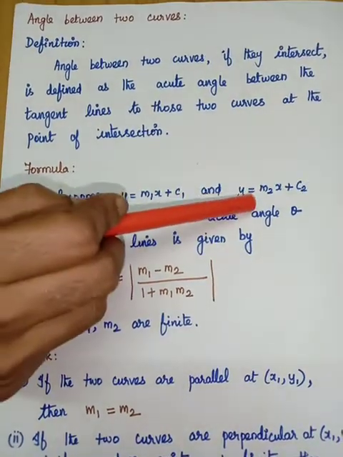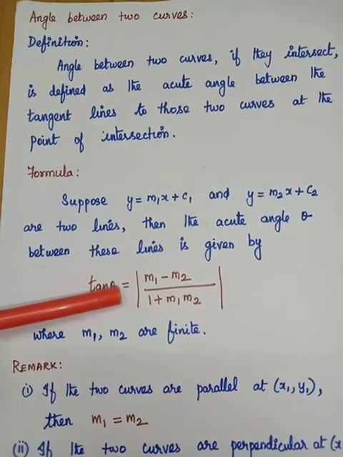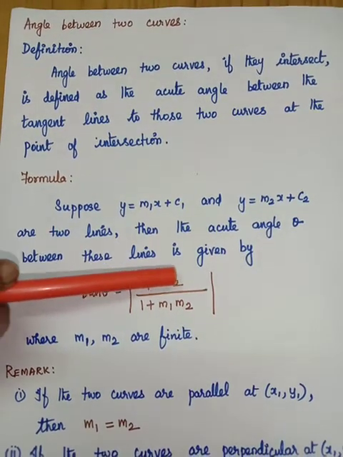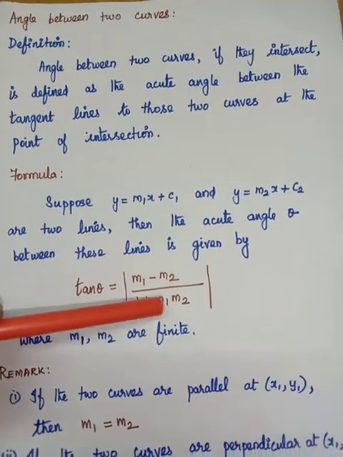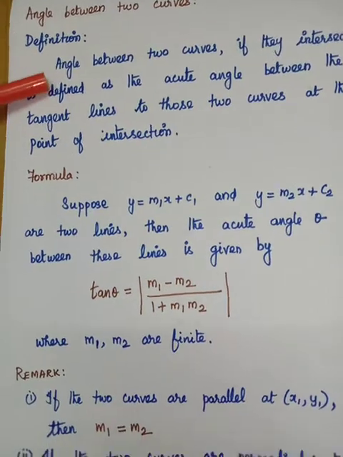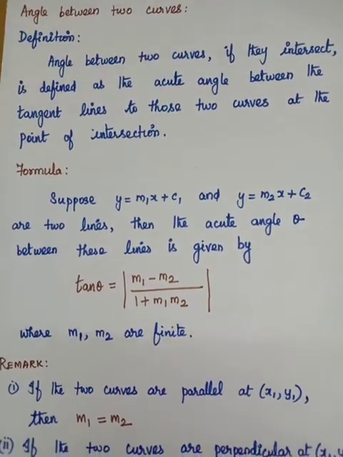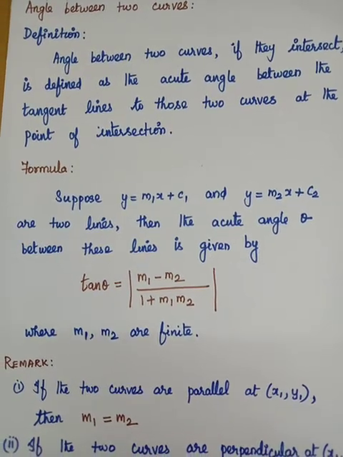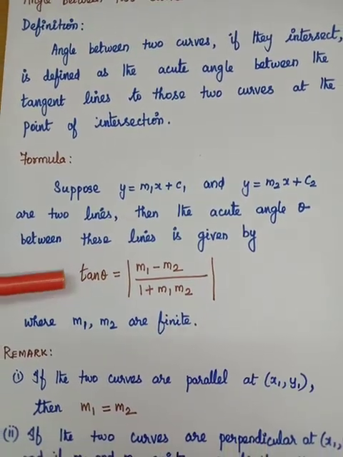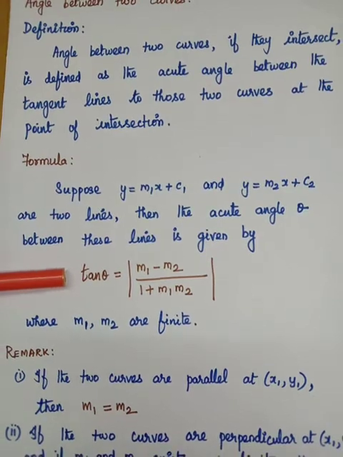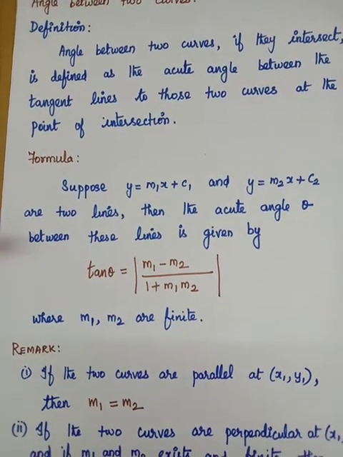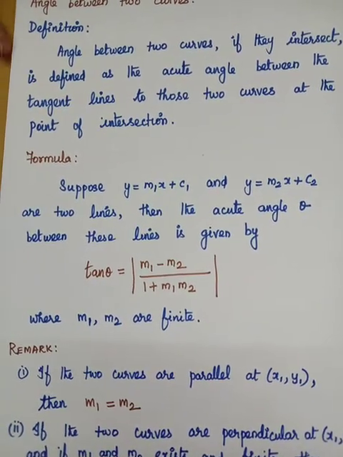So the angle between two lines formula is tan theta is equal to modulus of m1 minus m2 divided by 1 plus m1 m2. Here in the definition, what they have said, the angle between the tangents is nothing but the angle between the curves at the point of intersection. So we can use the same formula to find the angle between two curves. Okay, come to the remark.